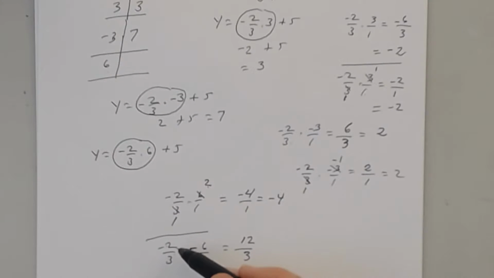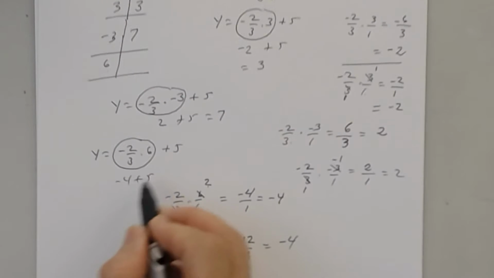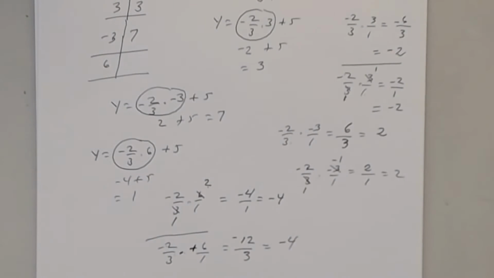I said negative 2/3 times negative 6, right? No one said anything. It should have been a what? Positive 6, yes. Okay, now you're right. Negative 2 times 6 is a negative 12. And what's negative 12 divided by 3? Negative 4. All right, so that becomes negative 4 plus 5, which is 1.